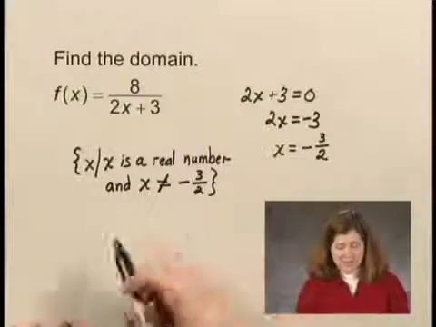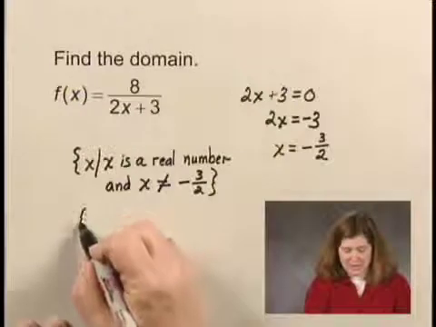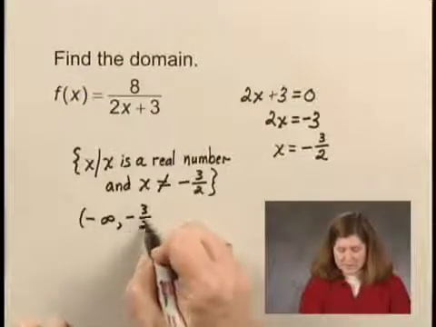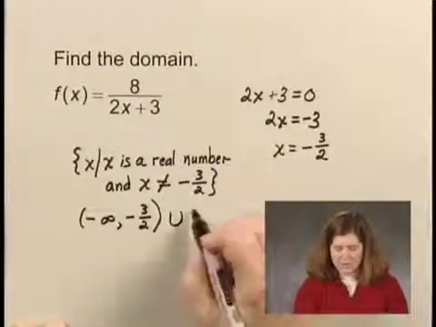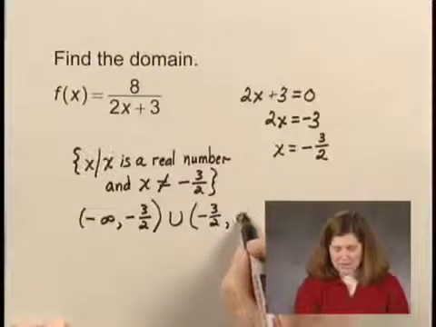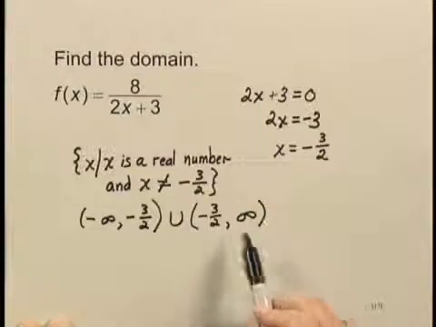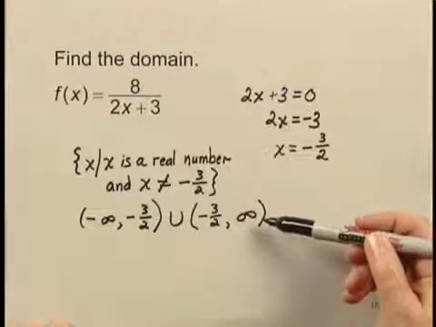So I can write this using interval notation as the union of two intervals. The interval from negative infinity up to negative 3/2, but not including it. Take the union of that with the interval from negative 3/2 all the way up to infinity. This will be the whole number line except the number negative 3/2. Either way is a way of writing the domain of this function.